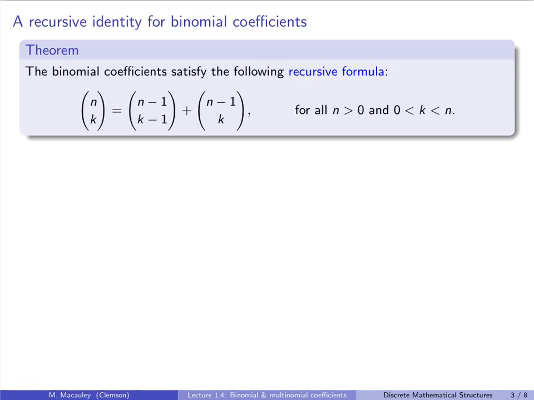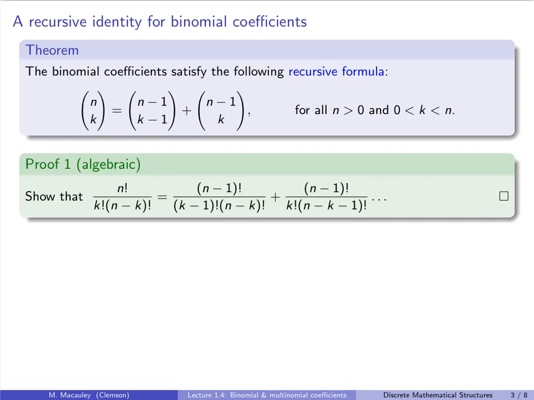Okay, so here it is formalized as a theorem. The binomial coefficients satisfy the following recursive formula: n choose k equals n minus 1 choose k minus 1 plus n minus 1 choose k, for all positive n and all k between 0 and n. I didn't say that n and k have to be integers, but I think it is clear from the context that is what is meant. One way to prove this is algebraically, to explicitly show that the left-hand side, which is this formula, is equal to the right-hand side.